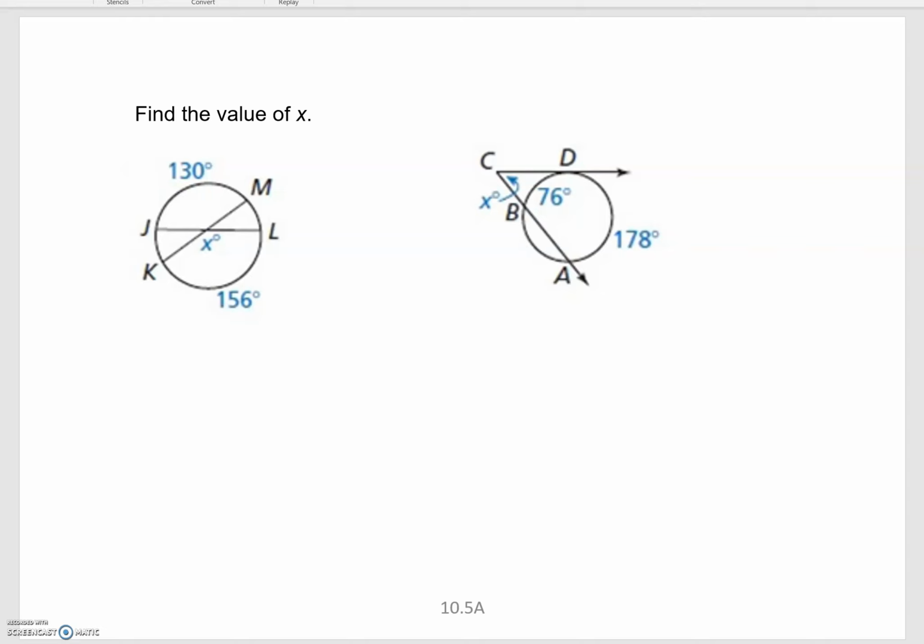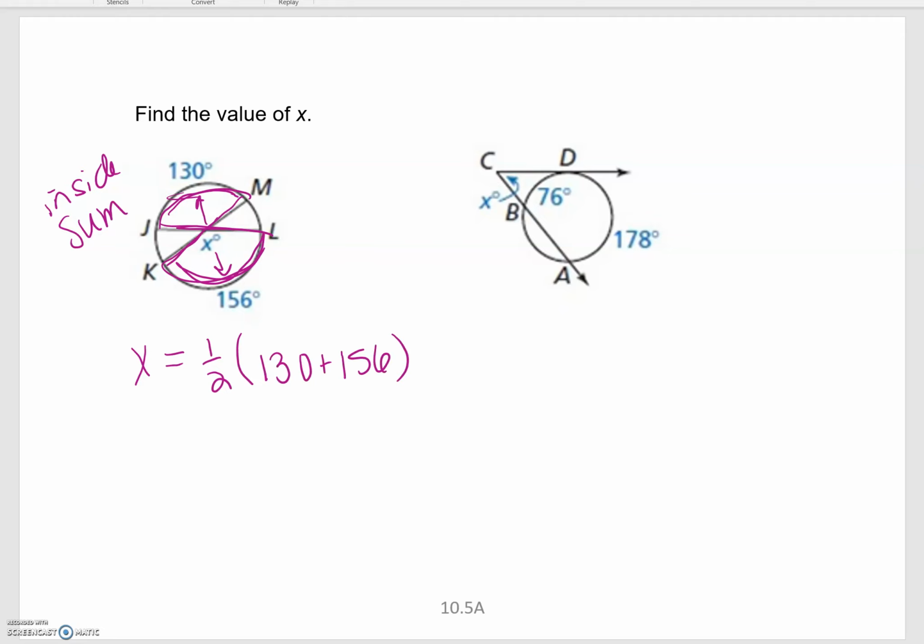Okay, so here's an example, one of each of those types, and we're going to find the value of x. So for this one, here is my bow tie shape. Okay, this one's a fat bow tie this time, so I'm looking at these arcs that go with that angle of x. So remember, your angle is equal to 1/2 of the sum because they intersect inside. Okay, so inside is the sum of those two arcs. So I'm going to add those two together, and then I'm going to take 1/2 of that. So I get x equals 143.